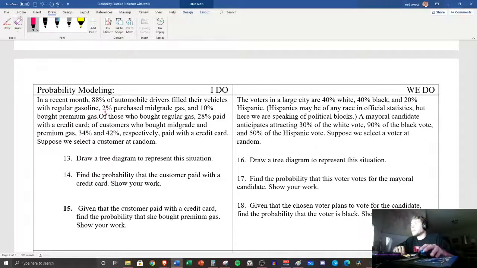Of those who bought regular gas, that's what it's supposed to say. Sorry. Of those who bought regular gas, 28% paid with a credit card. Of customers who bought mid-grade and premium gas, 34% and 42% respectively paid with a credit card. Suppose we select a customer at random.